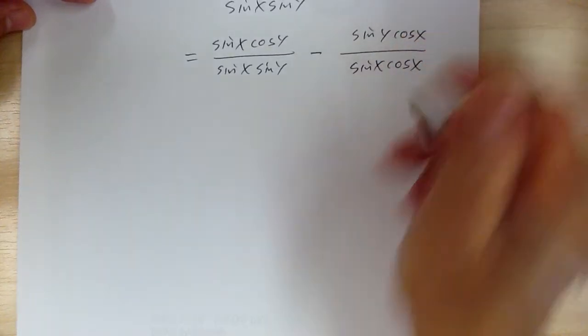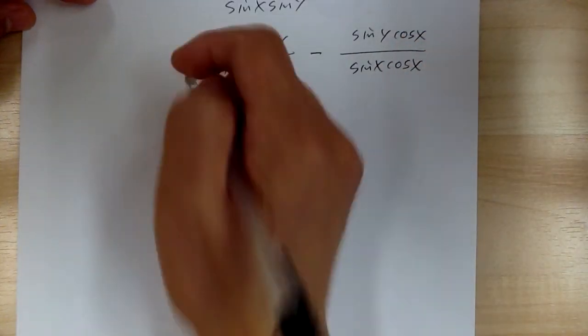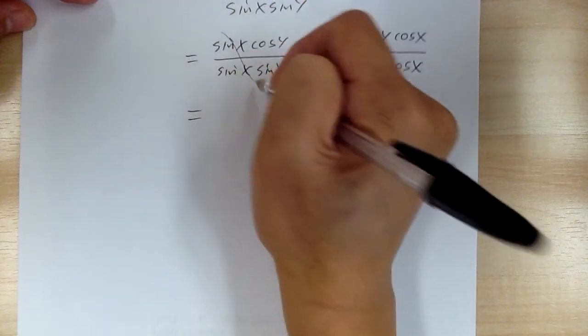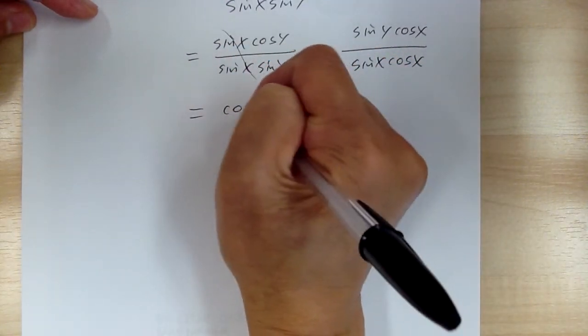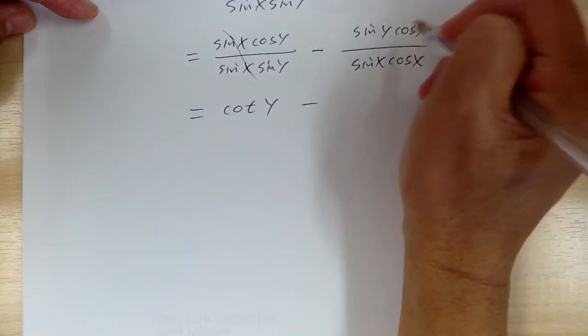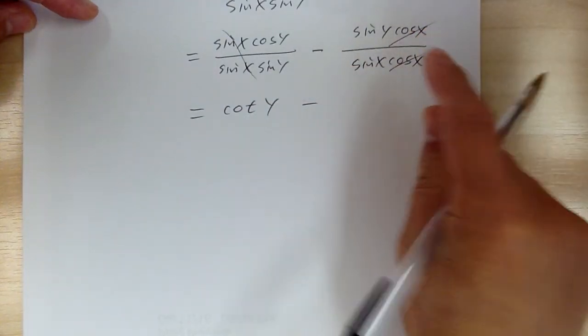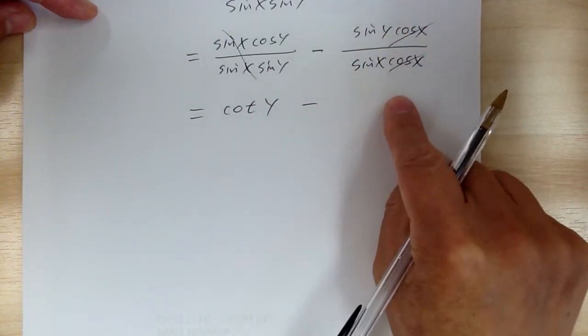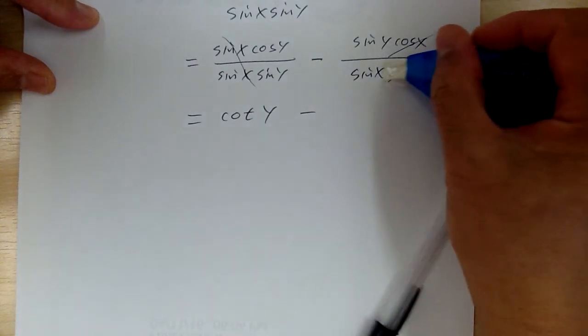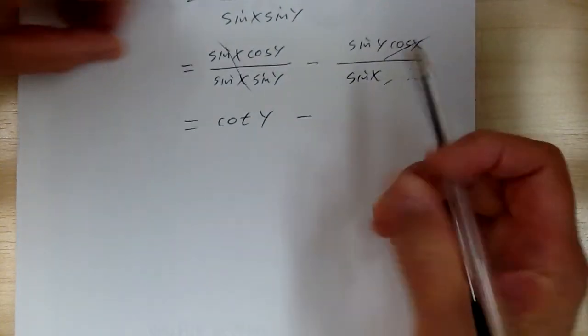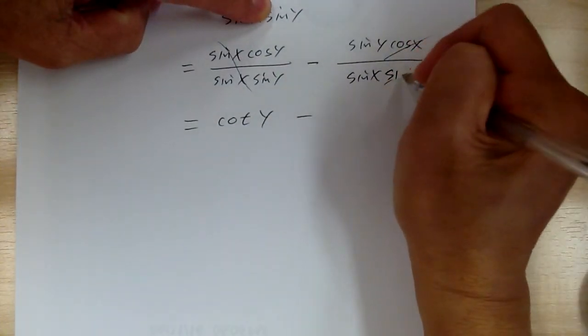Again, focus on the main concept. And then this one, you can cancel these things out. So you've got cosine y over sine y, you get cotangent y. This one, this cancels out. So you've got sine x, sine y. Yeah, I messed up on that.